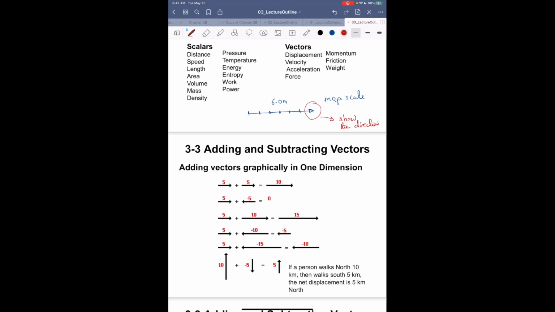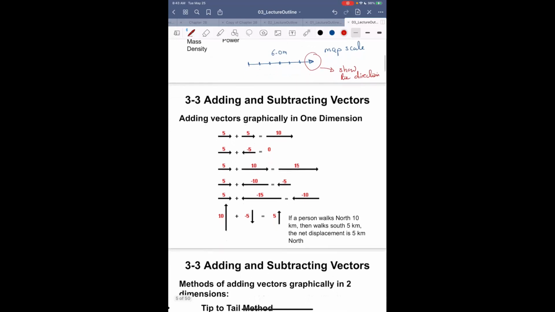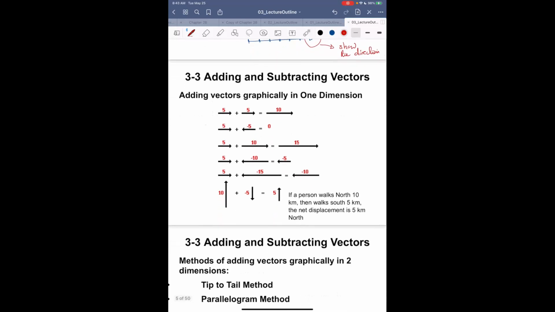When I add 5 plus 5, they are both in the same direction, so they add to 10. If they are in opposite directions, they subtract from each other, giving 0. If I have 10 and 5 in the same direction, east, they add up to 15. If I have 5 to the right, or east, and 10 to the west, which is negative 10, then I will get negative 5. It's very straightforward when I am talking about one dimension.